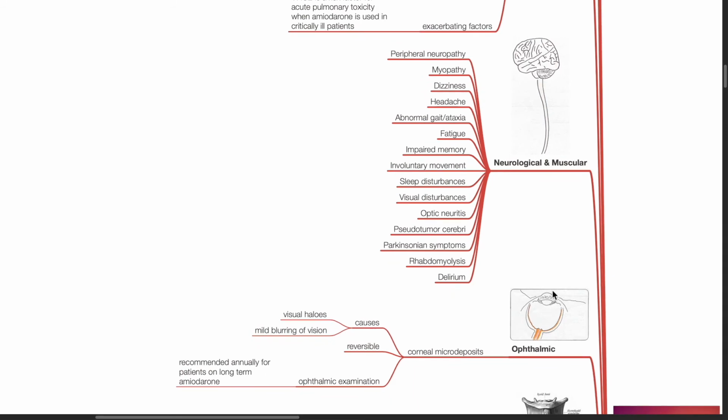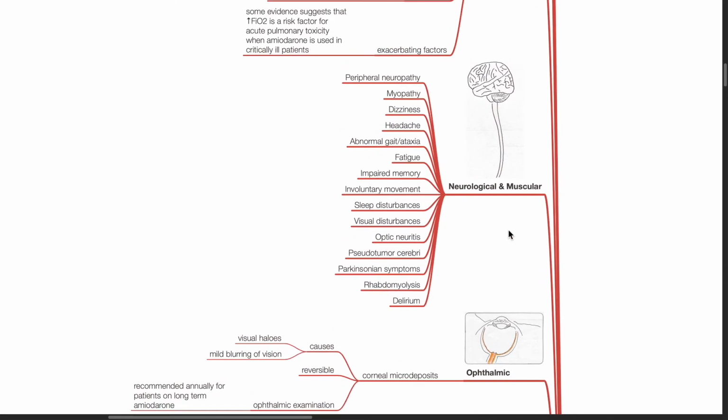Neurological or muscular adverse effects include peripheral neuropathy, myopathy, dizziness, headache, abnormal gait or ataxia, fatigue, impaired memory, involuntary movements, sleep disturbances, visual disturbances, optic neuritis, pseudotumor cerebri, Parkinsonian symptoms, rhabdomyolysis, and delirium.